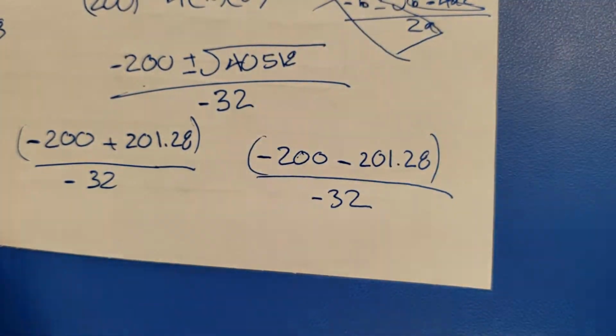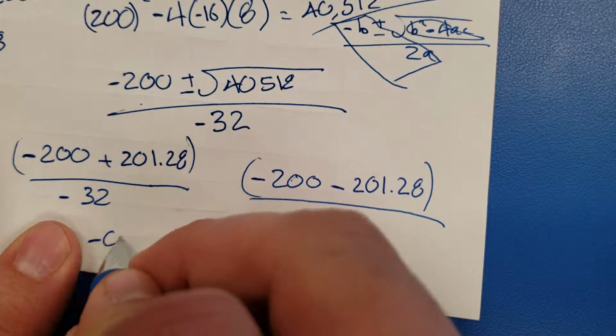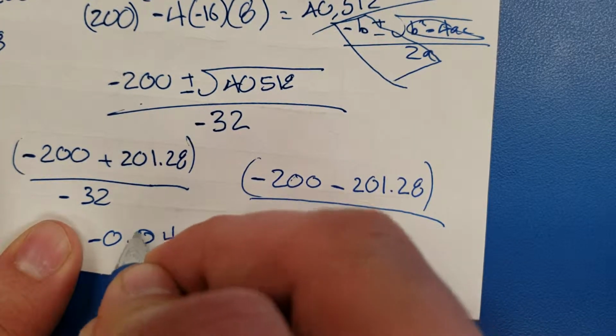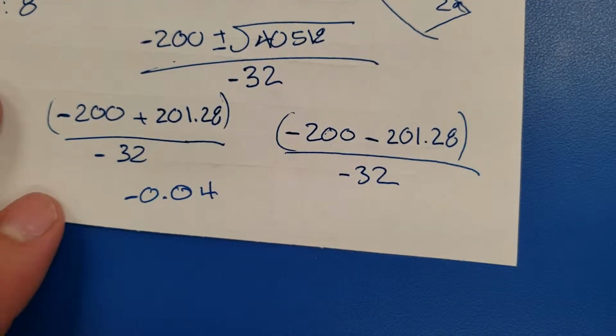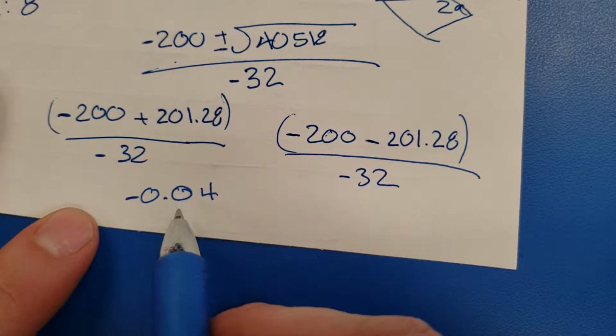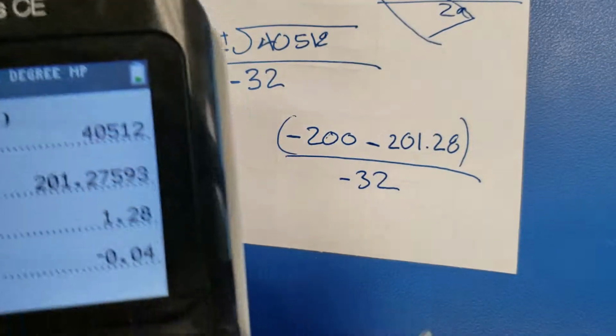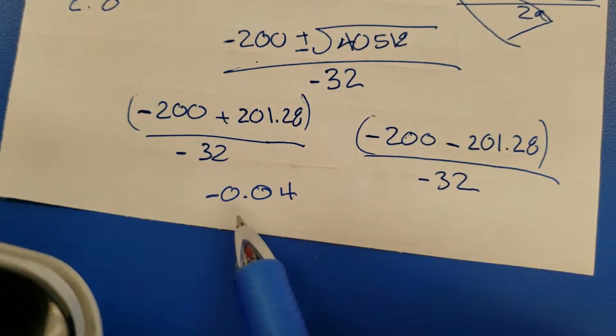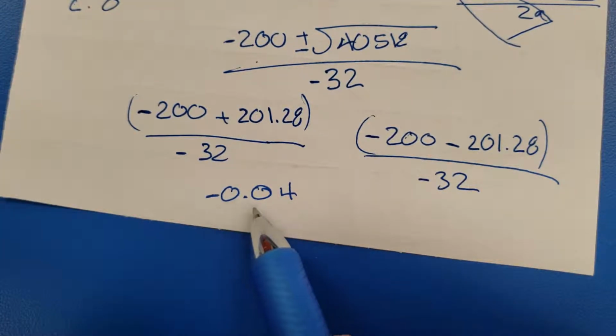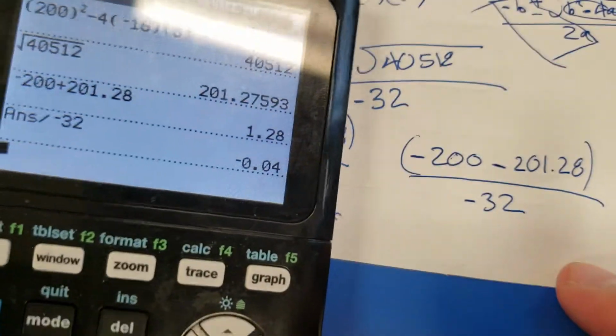One of my answers is going to be negative 0.04. Okay? Whoa. Negative, how could it be negative? We'll talk about that in a second. Let's see what this one is. This doesn't make any sense. It's going to be on the ground at negative 0.04 seconds. It doesn't make any sense. Well, let's try the other one.